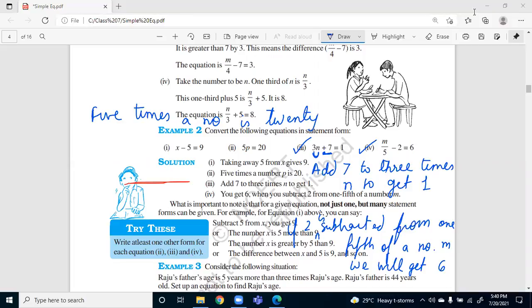Ma'am, you have written this m now. Yeah, I have written m because it is in the question. m is written explicitly, so I have used m. Okay, ma'am. I'm done. Okay, so let's come to example number 3.